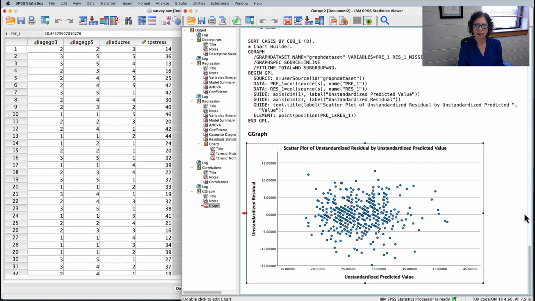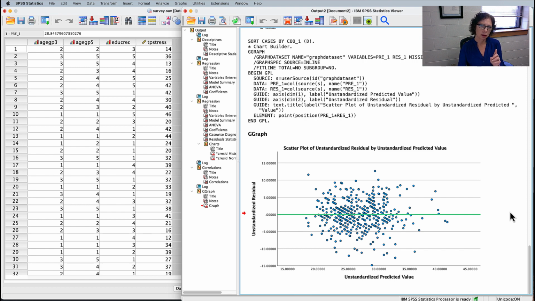So here's my scatter plot between the predicted values and the unstandardized residuals. And what we're looking for is, is there a linear trend going on here? Do we see the relationship being positive or negative? And I'm not seeing anything there. So that's good, because we don't want a relationship between the predicted values and the residual values.